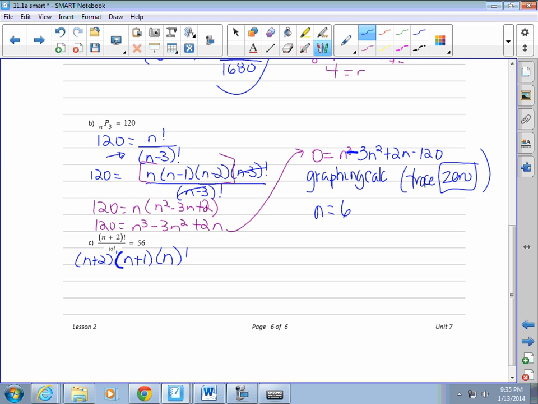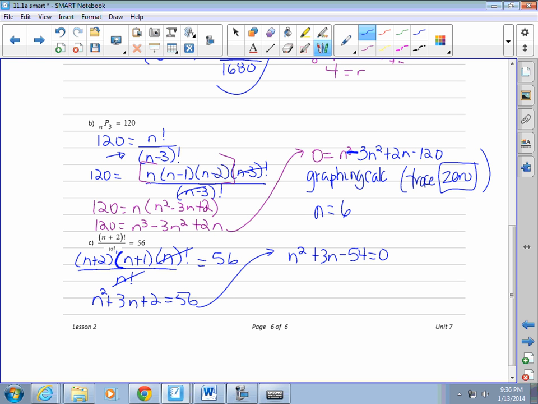Now I'm at my denominator, so I put my factorial in, n factorial, is equal to 56. So I cancel, and I have n plus 2 times n plus 1. If I multiply those together, that leaves me with n squared plus 3n plus 2 is equal to 56. So I'll bring my 56 over, so it'd be a minus 56. So n squared plus 3n minus 54 is equal to 0.